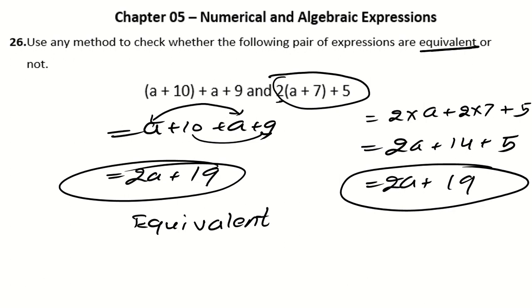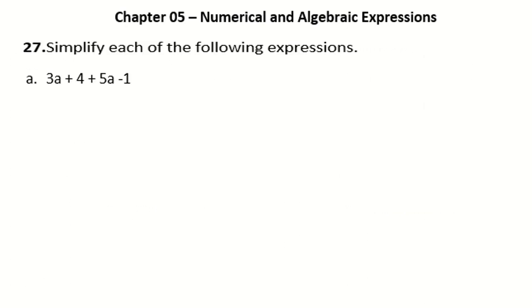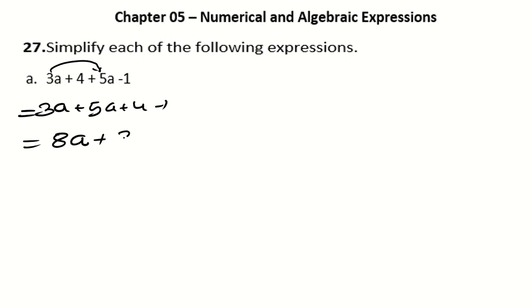Now, another question is simplify each of the following expressions. So again, just now I told you for such questions you will write the like terms together and then calculate them. So 3a plus 5a plus 4 minus 1 means 3a plus 5a is 8a, 4 minus 1 is 3. This is the answer.